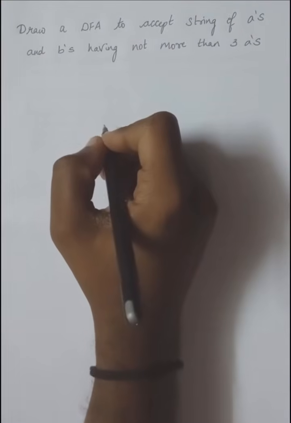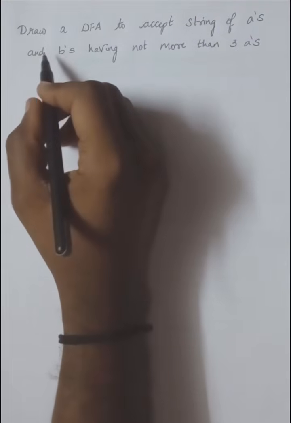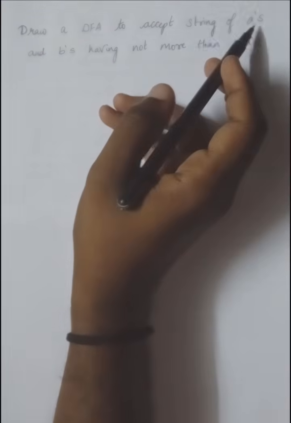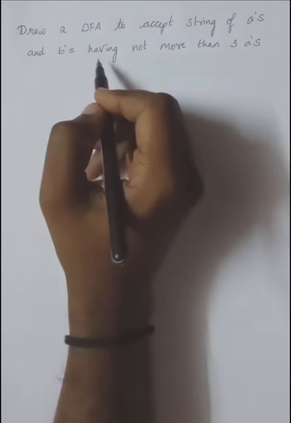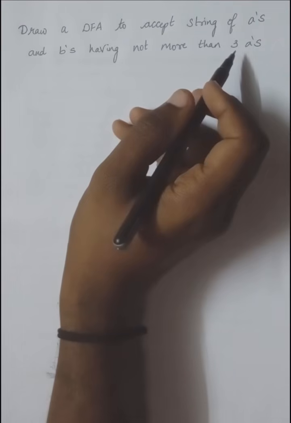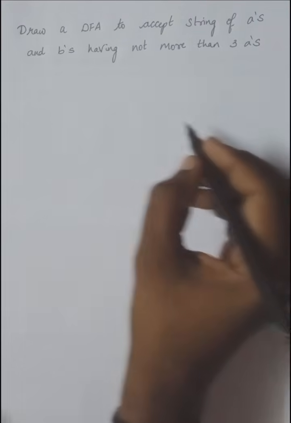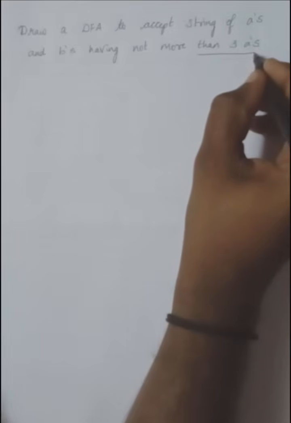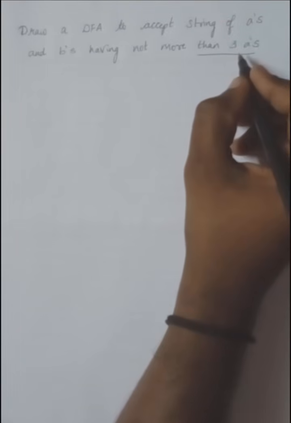Hello everyone. Today we are going to see a new DFA problem. Draw a DFA to accept the strings of A's and B's having not more than 3 A's. So our main condition is not more than 3 times A, meaning our machine should not accept the input A more than 3 times.